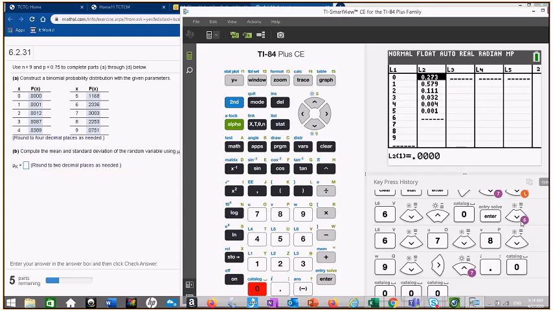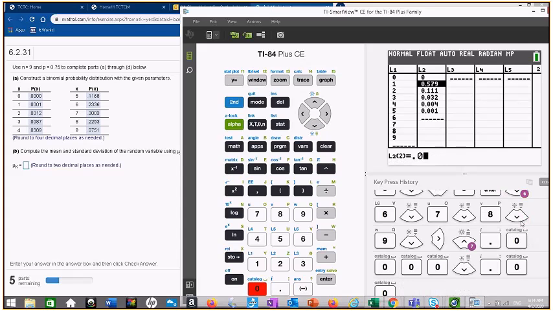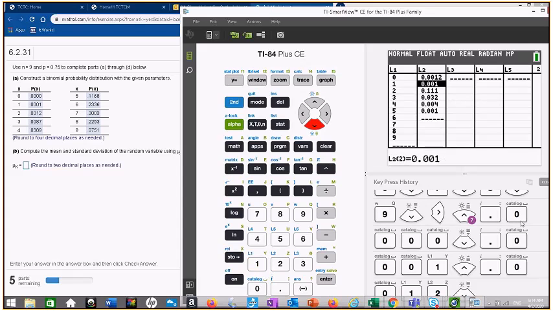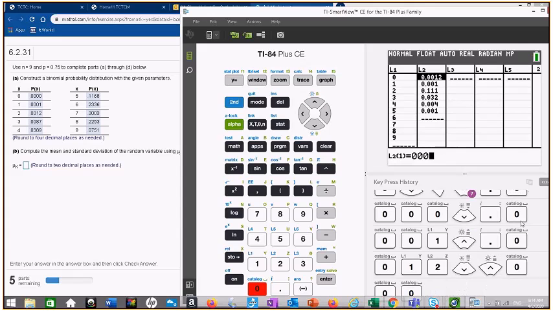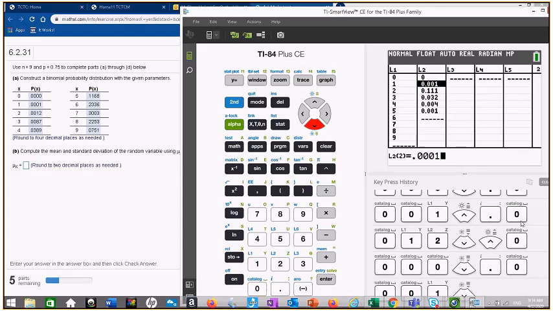0.0000, 0.0001, 0.0012. Come on. 0.0000, 0.0001. I don't know why this thing is acting up. 0.0012, 0.0087, 0.00. Hold on a second.